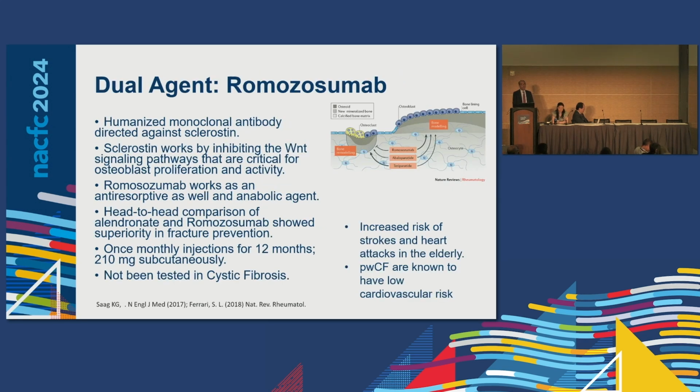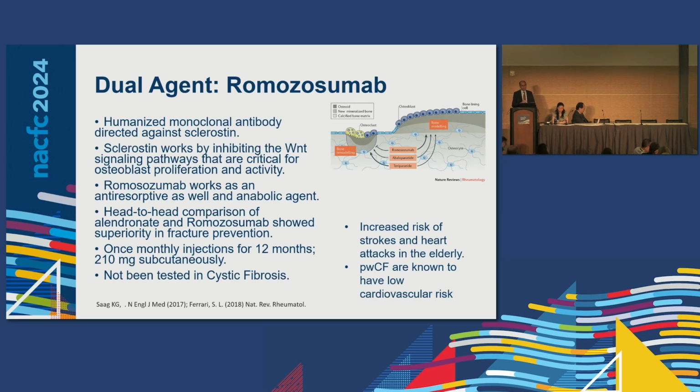Lastly, romosozumab is also an anabolic agent. It's a dual agent, so it affects both the osteoclast and the osteoblast. It tends to suppress the osteoclast just a little bit, but also enhances the function of osteoblasts. It works through the sclerostin pathway by inhibiting it, which releases the Wnt signaling pathway, and that is critical for osteoblast proliferation and activity. There's a head-to-head comparison between alendronate and romosozumab, which showed superiority in fracture prevention.